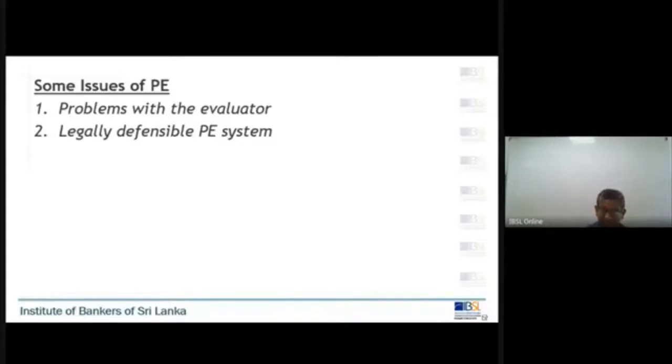That means management needs to show or prove to the courts that this is a legally defensible system. That means an acceptable system for how we are evaluating the people, right? But still there may be issues in these legal matters.